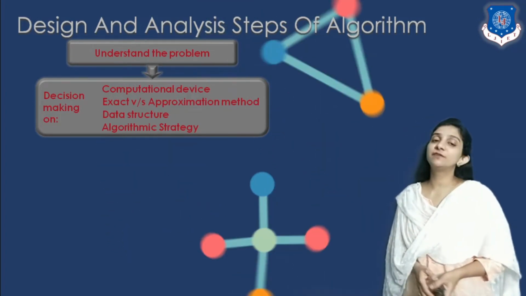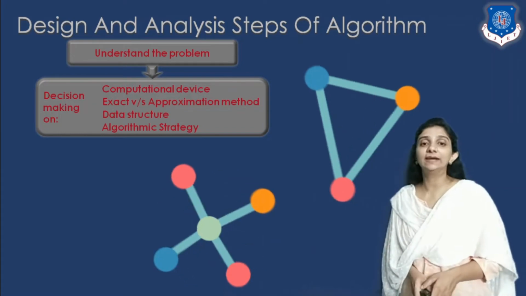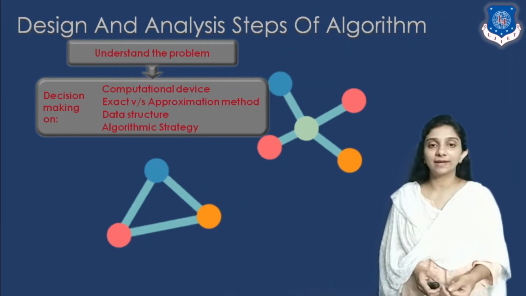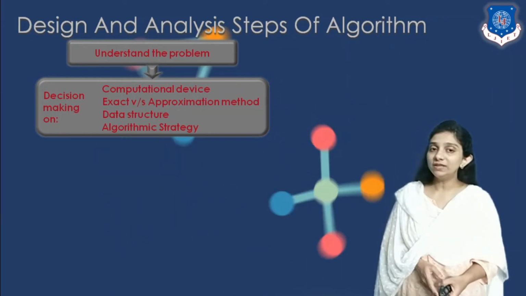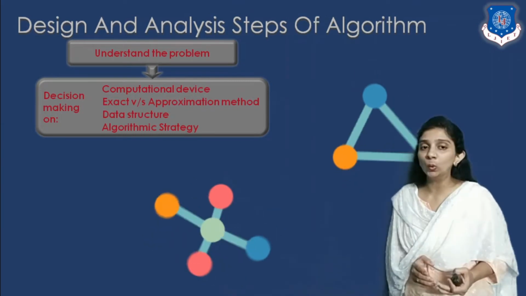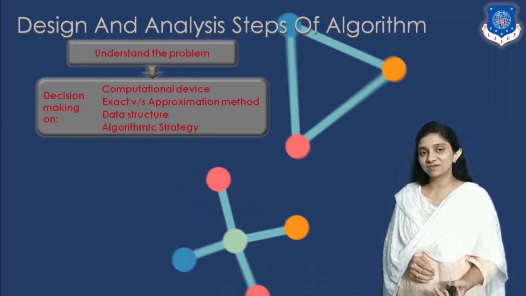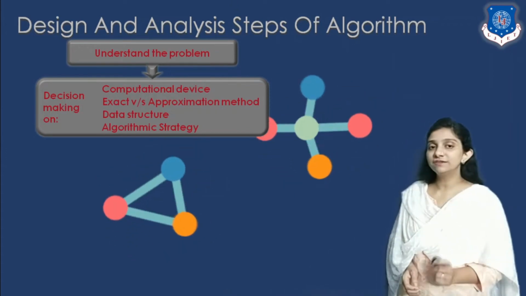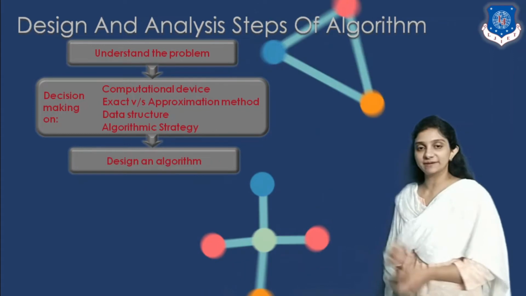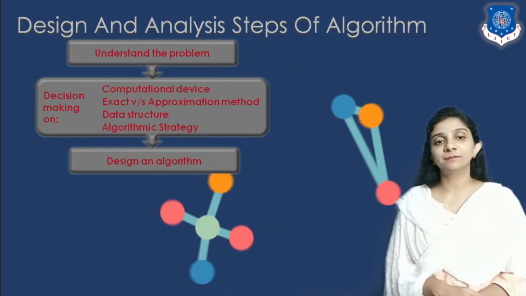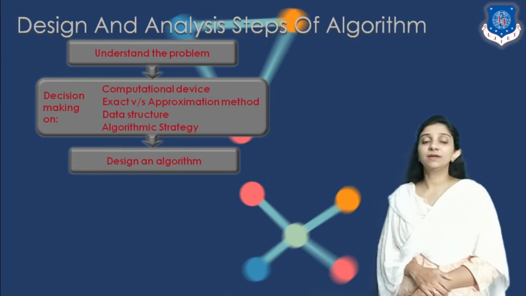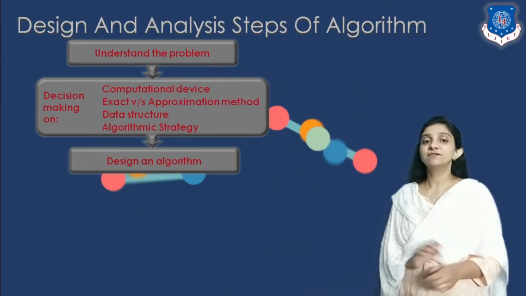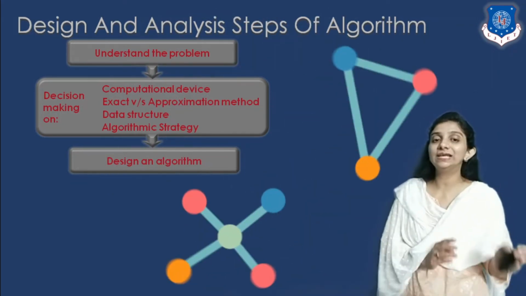There do exist different algorithmic strategies like divide and conquer, dynamic programming, greedy programming, backtracking, branch and bound. All these strategies you should know and you should select the correct strategy as per the requirement of the problem. After making all these decisions, you proceed to the next step, that is design of an algorithm. Designing of an algorithm is not an automated task. It is a logical task which is based on one's logical thinking capability.